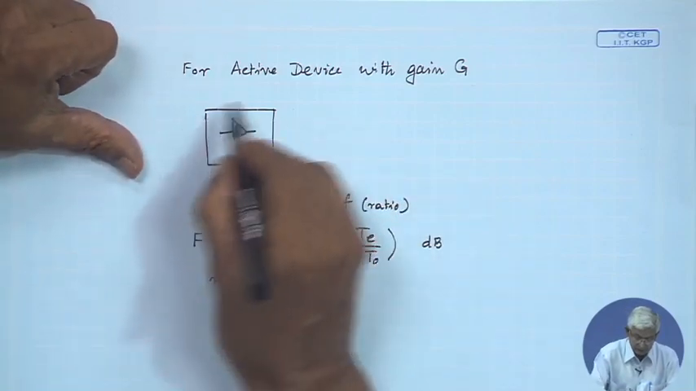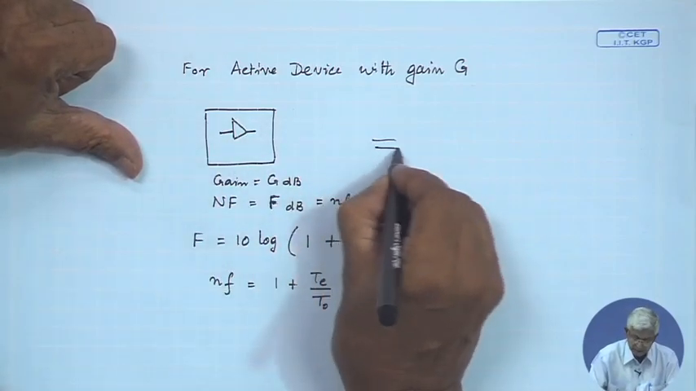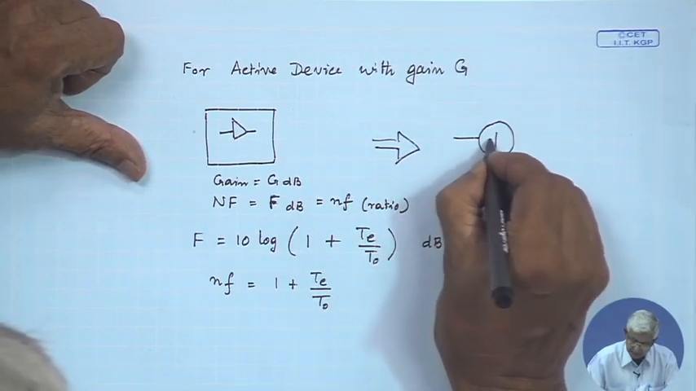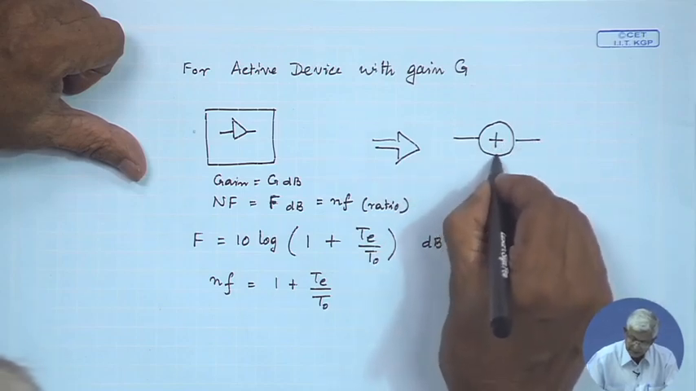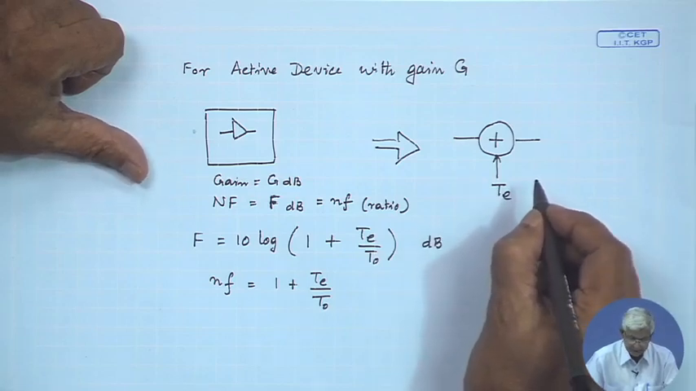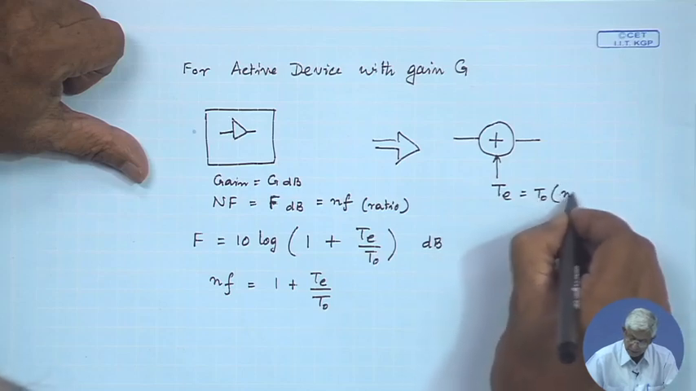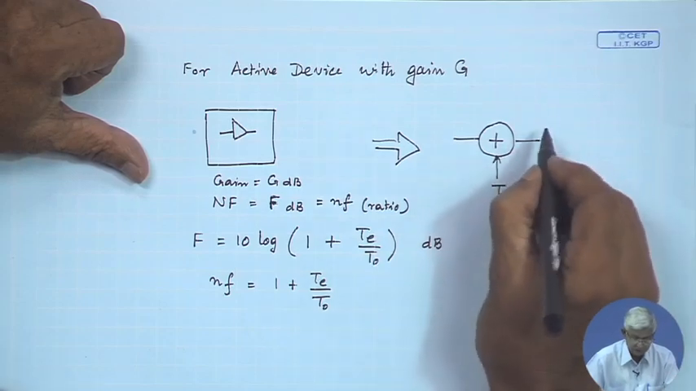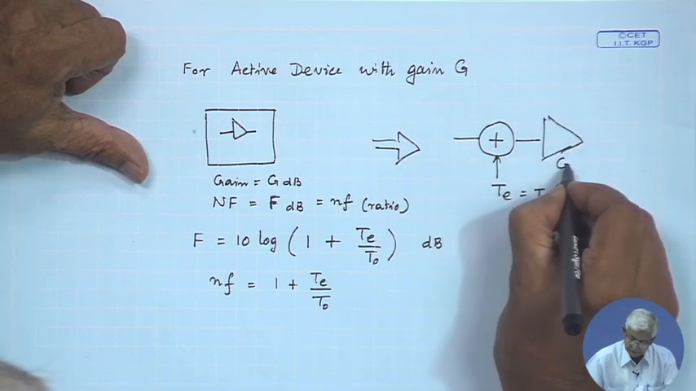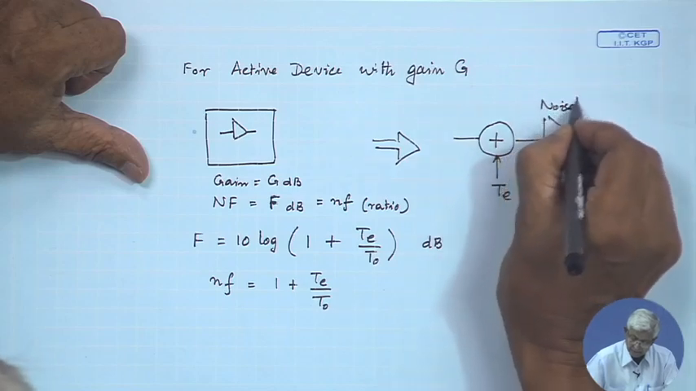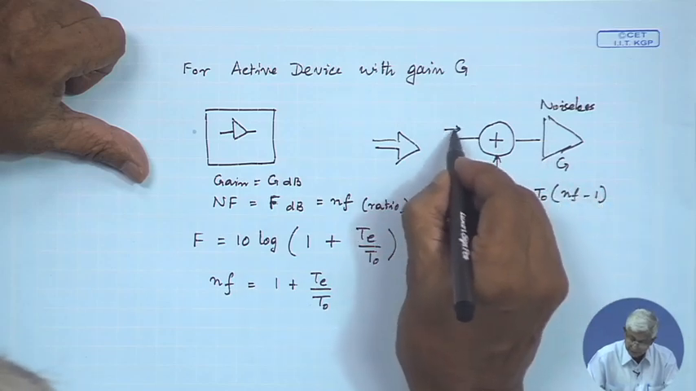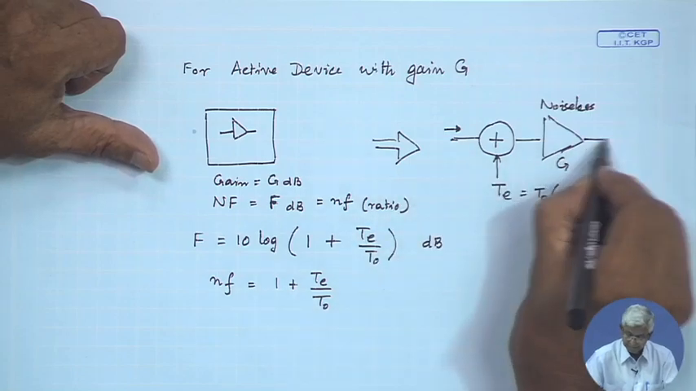So, this active device with a gain G can be equivalently drawn as, I am drawing the same thing we have discussed earlier, an input with an effective noise temperature Te, which is equal to T0 into (nf minus 1) in ratios, and a noiseless amplifier with a gain G. This is noiseless, as if the noise is coming from the input, and there could be some input temperature that is coming in, and this will be the output.